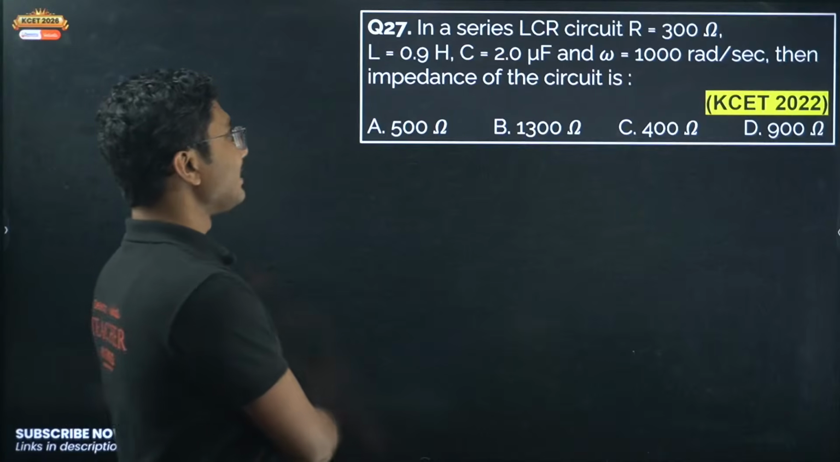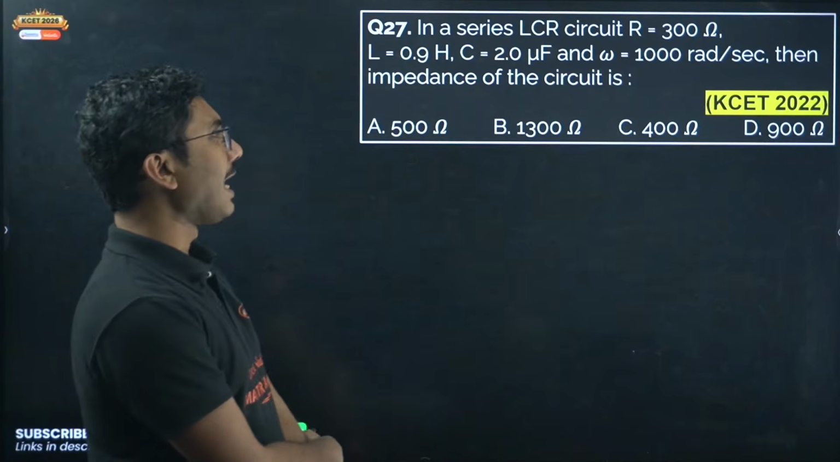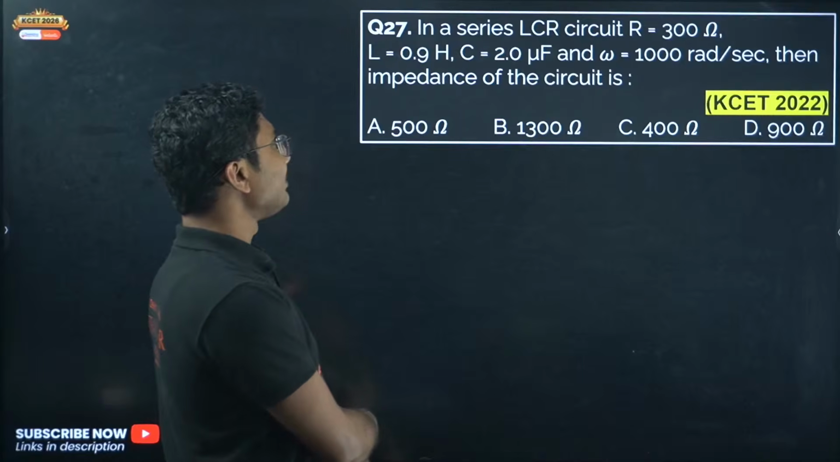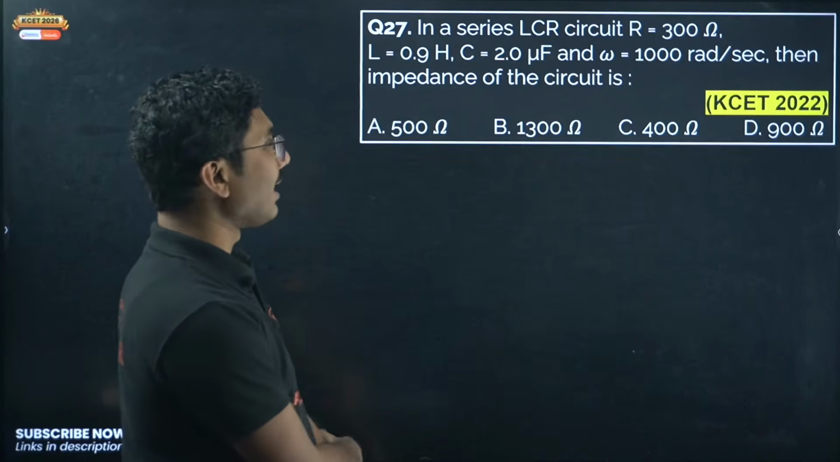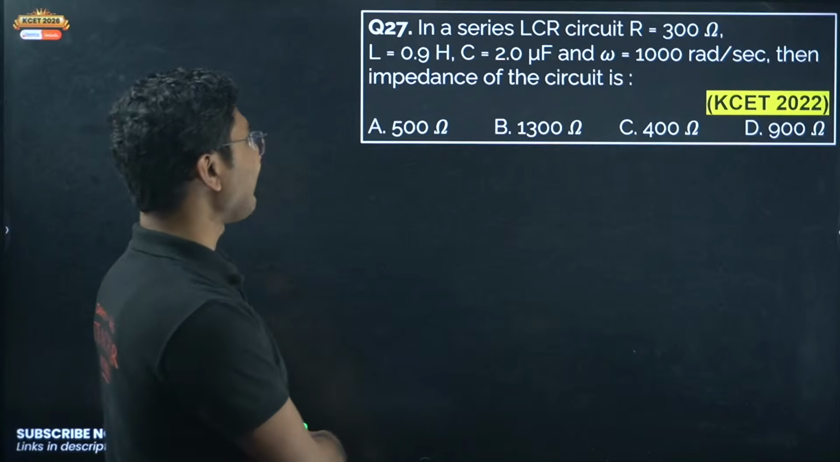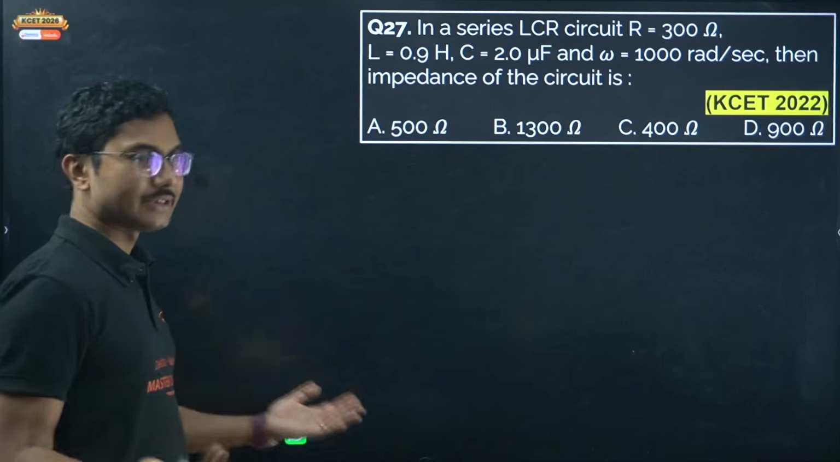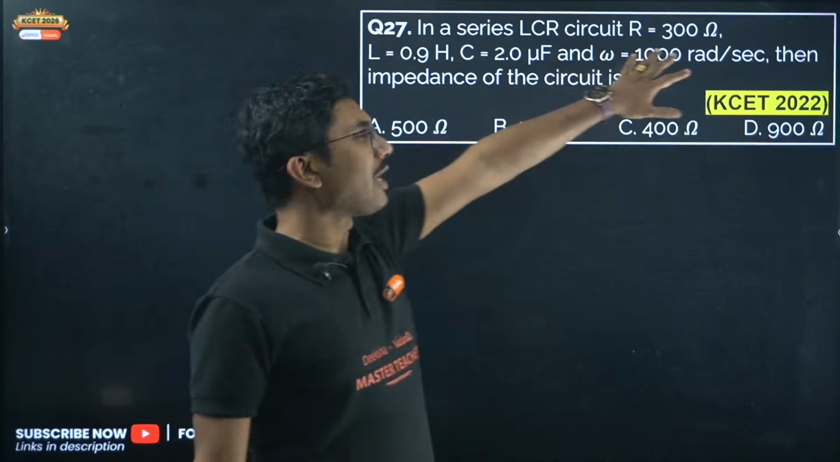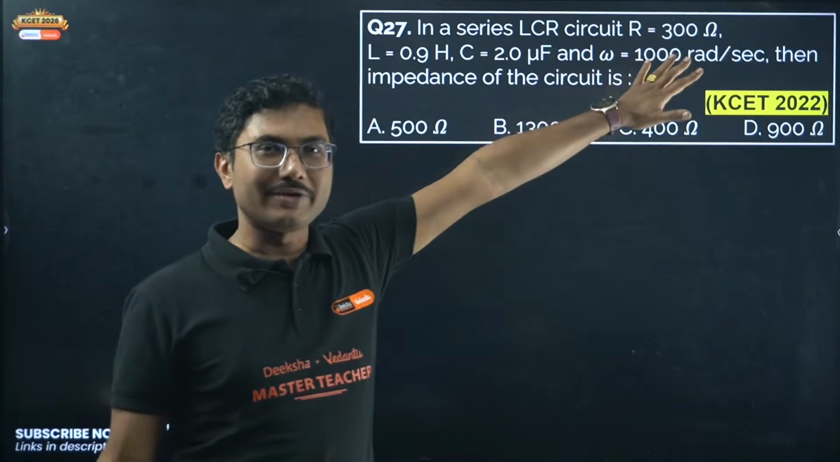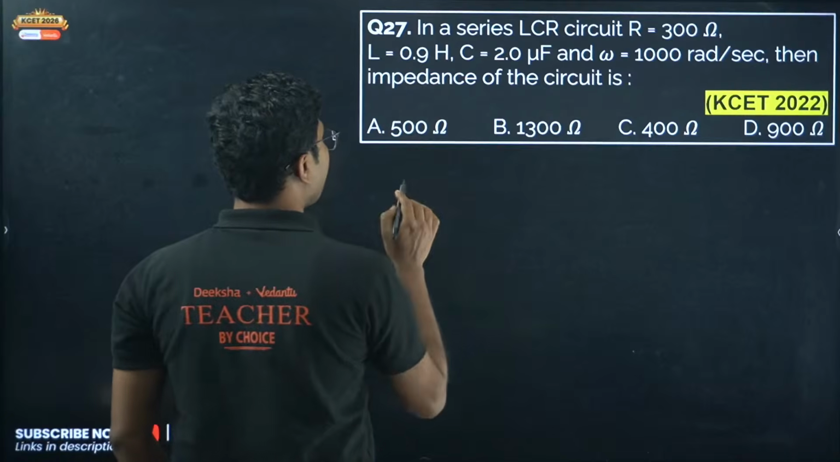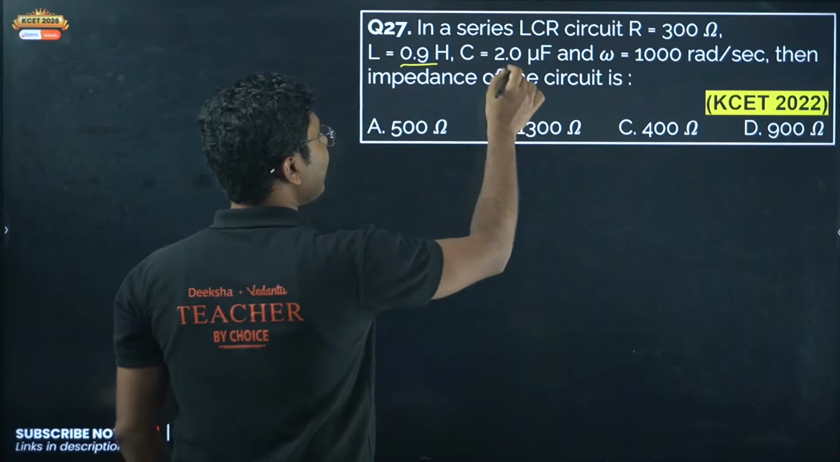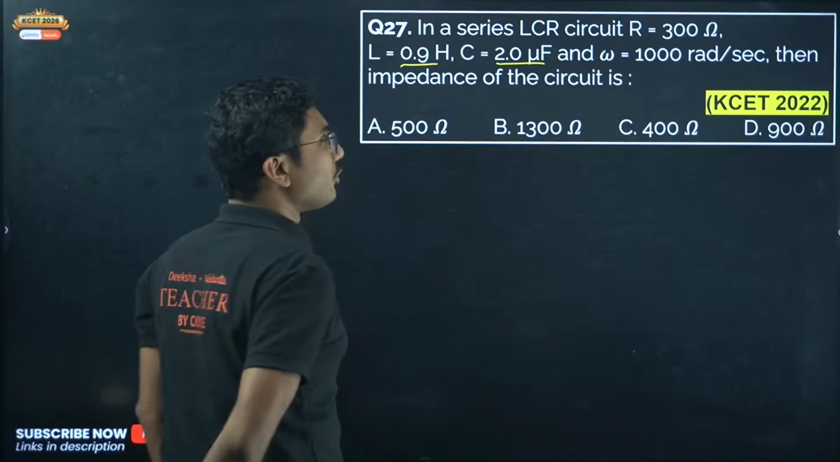Next, in a series LCR circuit, R is 300, L is 0.9 Henry, C is 2 microfarad, omega is 1000 radian per second, then the impedance of the circuit. Now this is an easy question because you don't have to go through the complicated frequency process. Omega value is directly given. So how to solve that? L is given 0.9 Henry, C is given 2 microfarad.